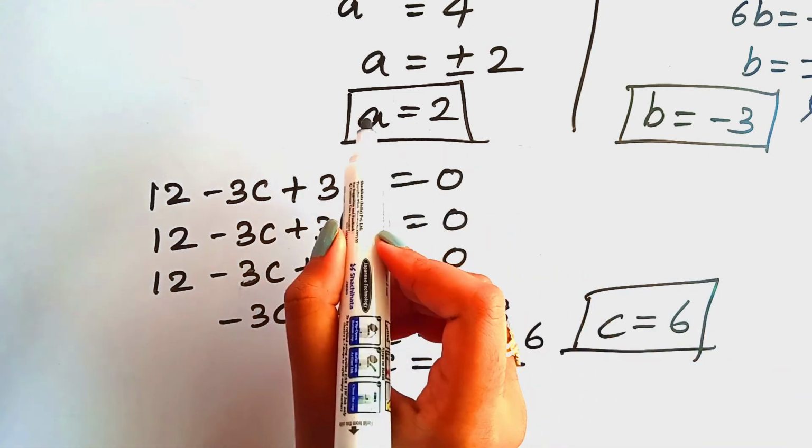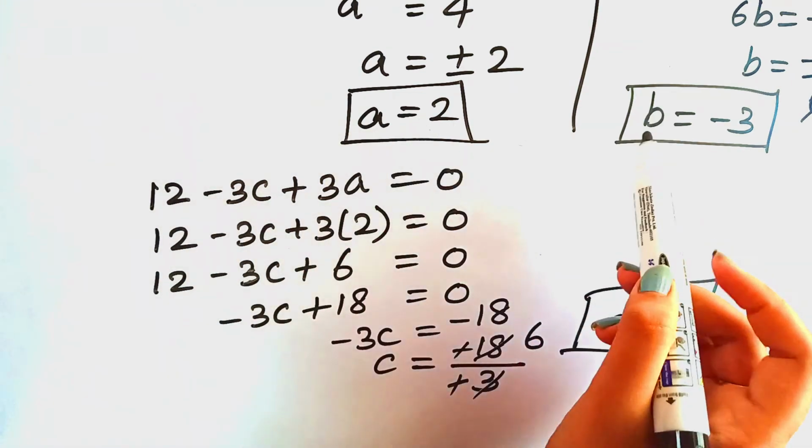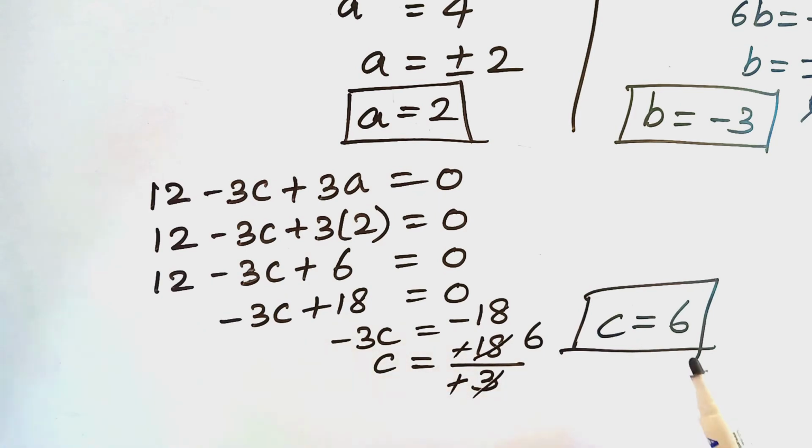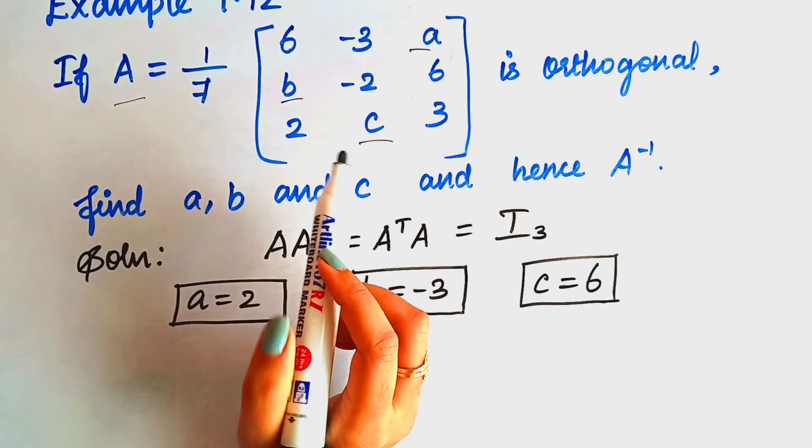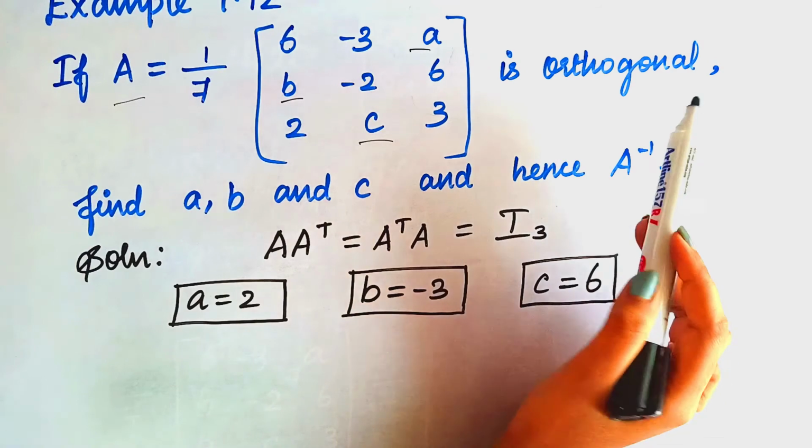Okay, so therefore we got the value of a, which is 2, and b is equal to minus 3, and c equal to 6. So therefore we have found the value of a, b and c, right? So now we have to find the value of A inverse. So here in the question they have given that A is orthogonal, right?